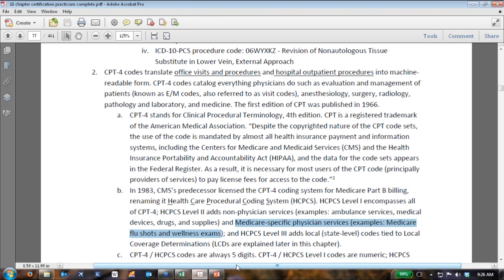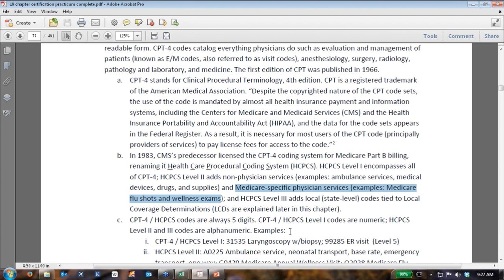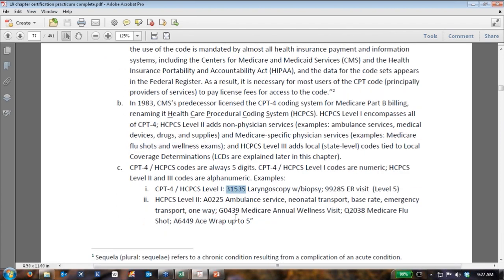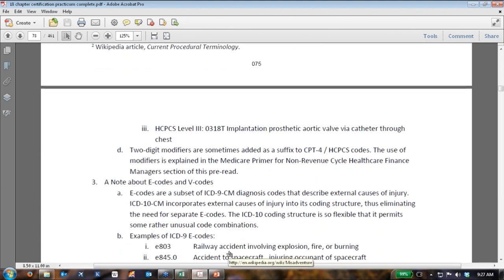And in that cost volume profit analysis, that example I showed you about pulmonary rehab, that was a G code, G0424, which is pulmonary rehab. That is a Medicare specific code. That's an example of a level two HCPCS code. Those codes all start with a letter, whereas HCPCS level one or CPT-4 codes are all five-digit numeric. Okay, so that's how those systems work, and here are some examples. Here's a level 1 code, here's a level 2 code, an ambulance code, or here's a G code. This is a Medicare annual wellness visit. Okay, so now it gives you a sense of what these coding systems look like.